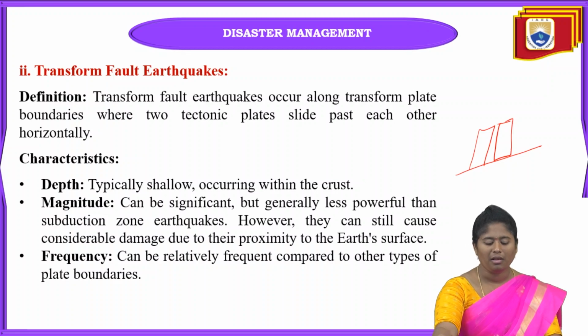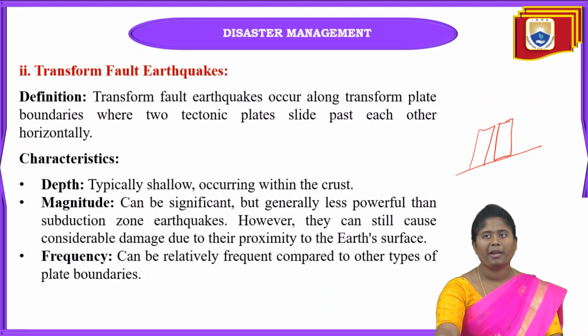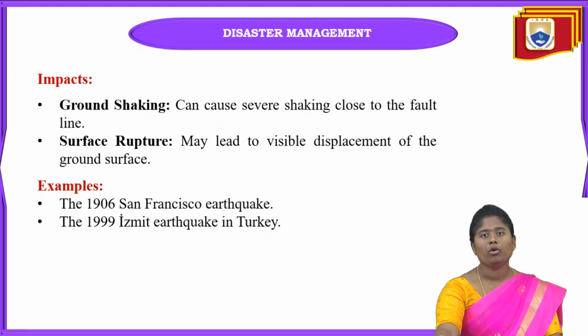Next one is frequency. In this one, it can be compared to other types of plate boundaries; we can compare the overall frequency of transform fault earthquakes with the other types of plate boundaries here. Mainly, what is the impact of this one? Ground shaking. There will be no loss of humans or damage to our ecosystem, but there will be ground shaking on the earth surface, a severe shaking close to the fault line here.